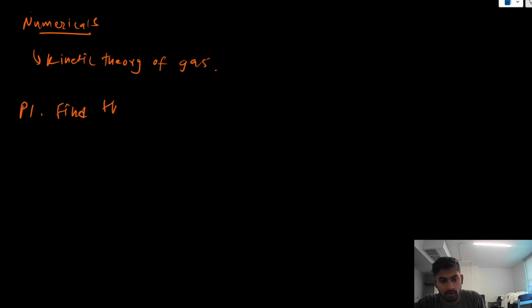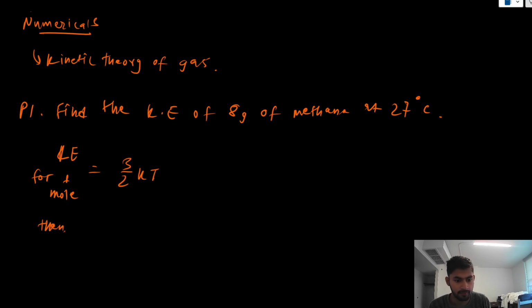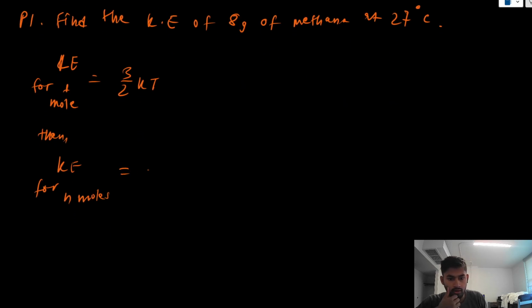Find the kinetic energy of 8 grams of methane at 27 degrees Celsius. We know that the kinetic energy formula for 1 mole is 3/2 kT. Then kinetic energy for n moles is 3/2 kT times n.